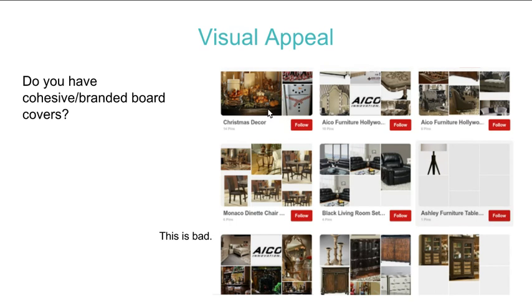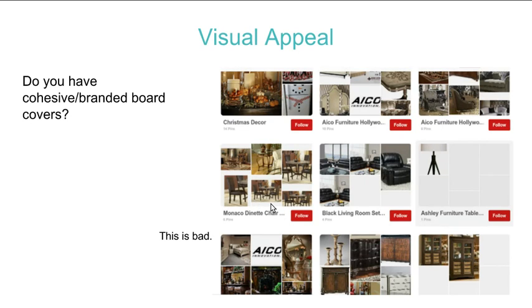So when you do set a board cover, it should be one big picture like this, and then you'll have the two most other recent pins over here. You shouldn't get this where you have like this mashup of all these different images. That just makes it look messy, and it's not a good example.